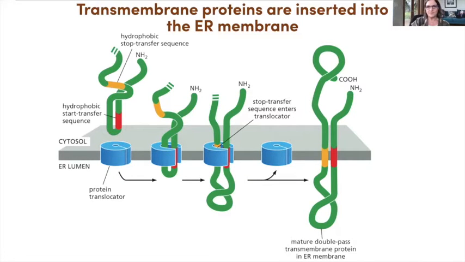Okay, so this is what I was talking about. This shows a multi-pass transmembrane protein, but this can be more complex. Some proteins have 7 or 9 transmembrane domains, and so each one gets inserted sort of independently, and there are start and stop signals along the protein that direct the topology of the protein within the membrane.